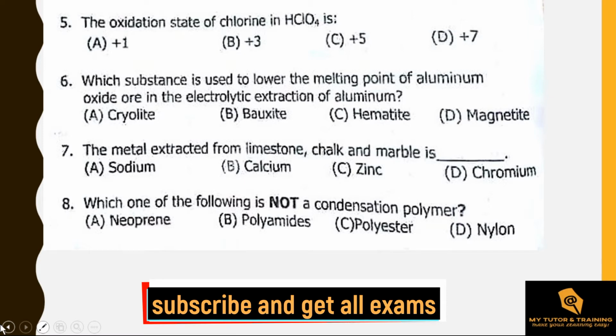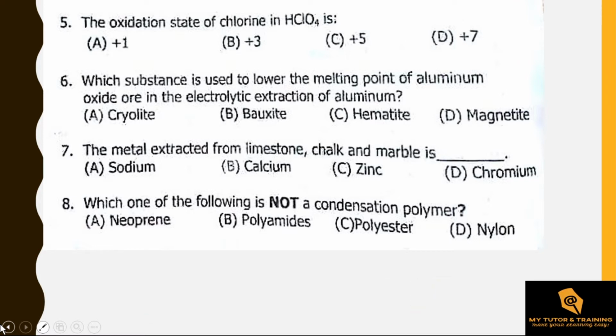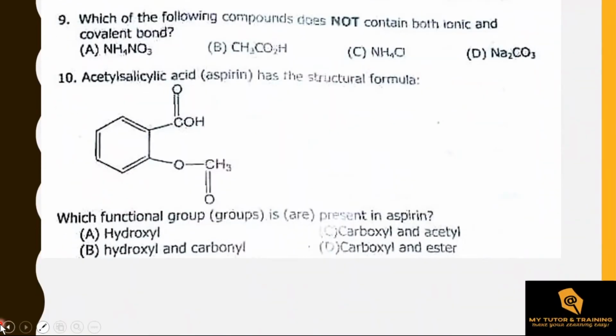Polyamide, polyester and linen, they are made by the condensation polymerization process, but neoprene, which is a polymer of 2-chloro-1,3-butadiene monomer, is made by addition polymerization. This must be known.